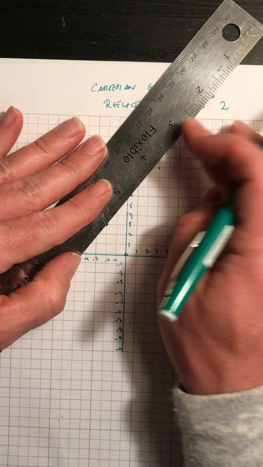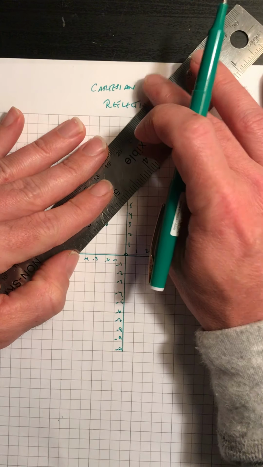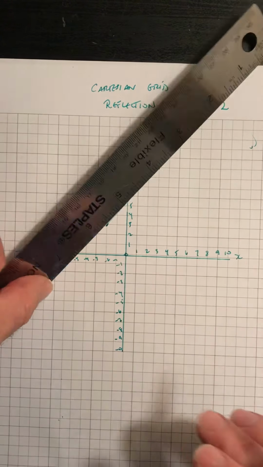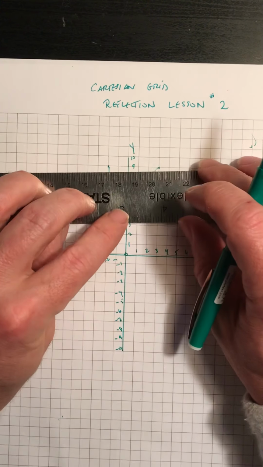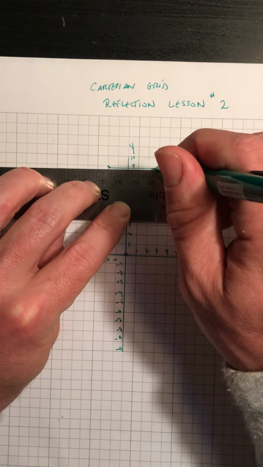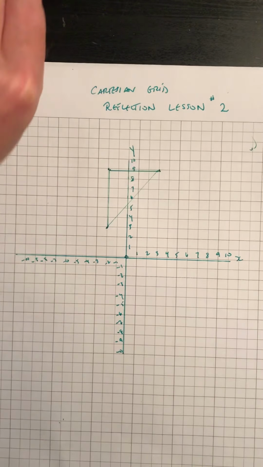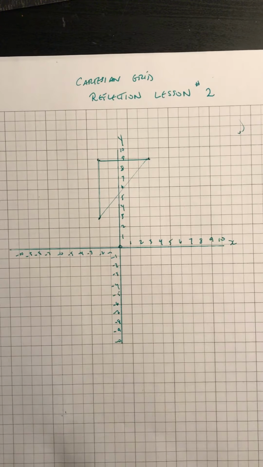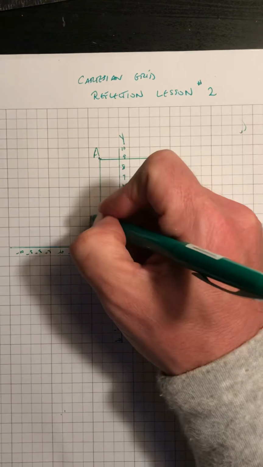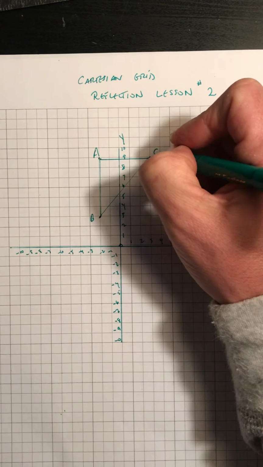Actually, it might be handy to have two different color pencils for this, because the lines are going to be over each other. It can get a little messy, so probably not a bad idea. Okay, so A, B, and C.